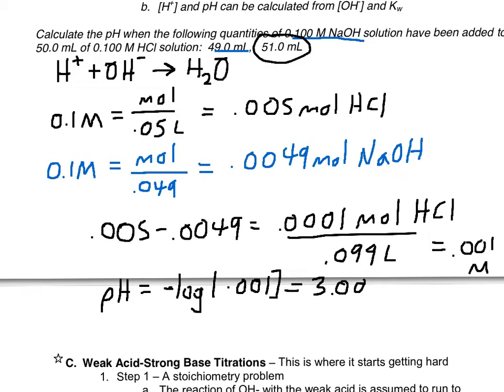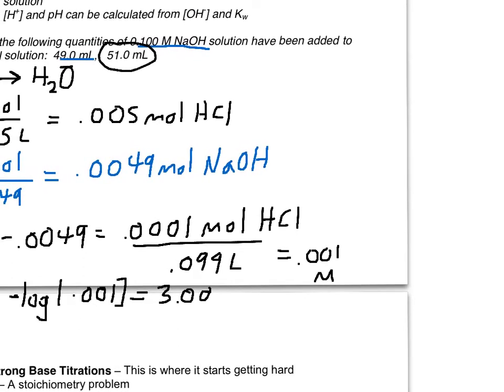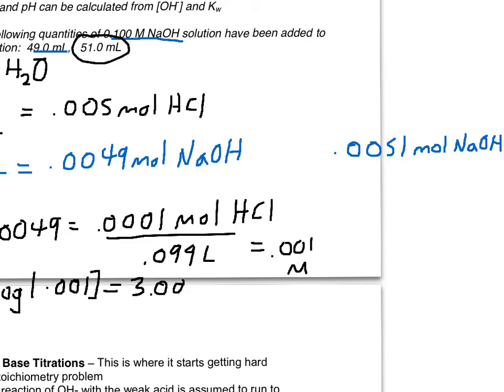We're still starting with the same amount of HCl that we were before, 0.005 moles of HCl, only now our NaOH is going to be 0.0051 moles of NaOH. So this time it's the HCl that's your limiting reagent, and what we're going to have left over is hydroxide ions instead of hydrogen ions.